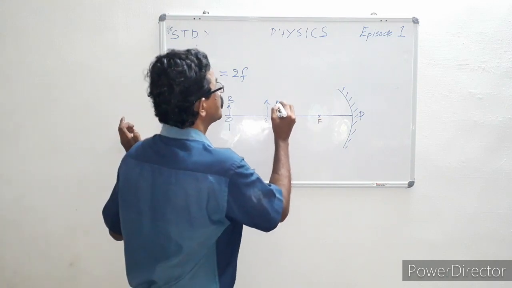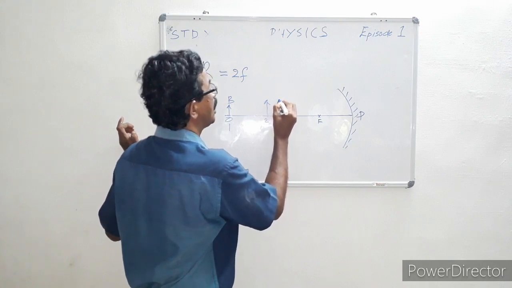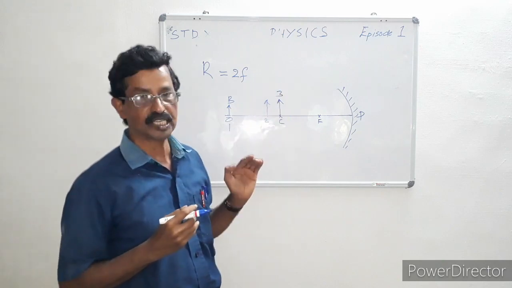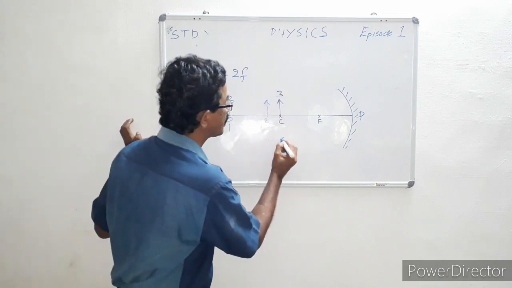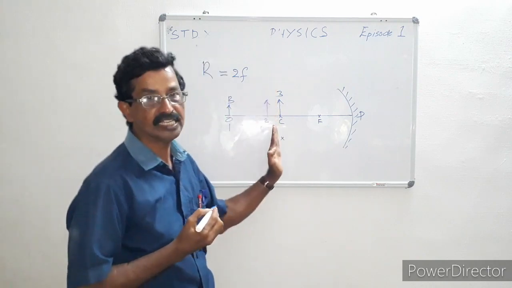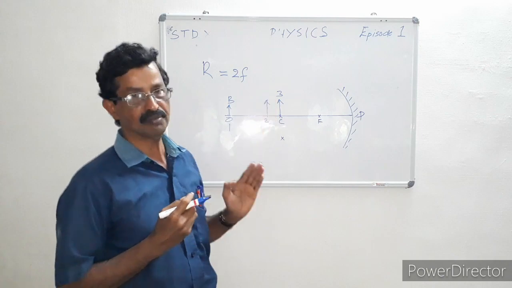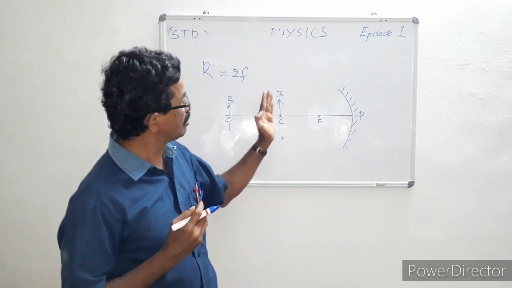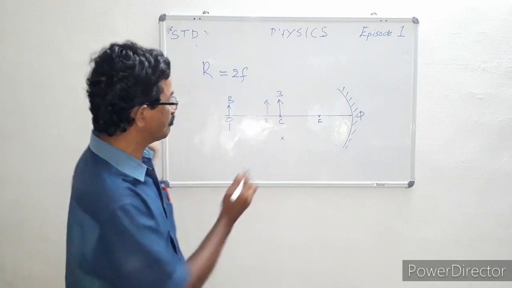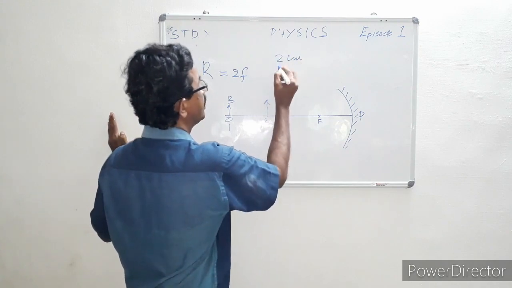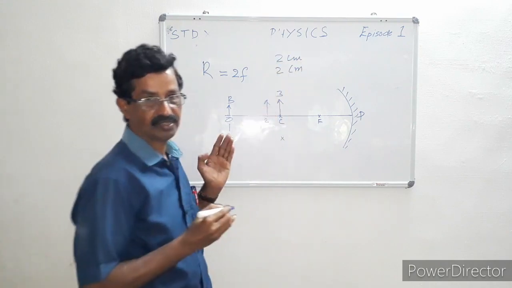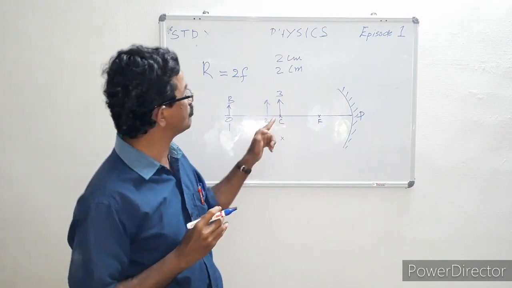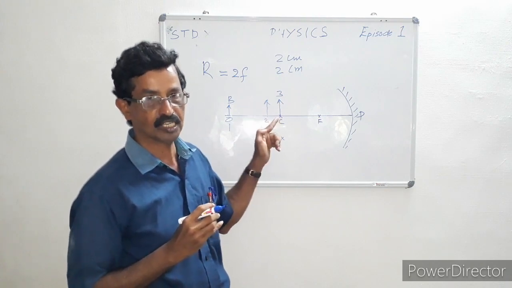Now, we are going to keep the object at C. Third case, now we are placing the object at C. Then we get the image also at C. Nature of the image: it is real, inverted, same size as that of the object. That means if the object is 2 cm height, then the image also will be 2 cm. That means both of them are the same size when the object is at C. C means center of curvature.